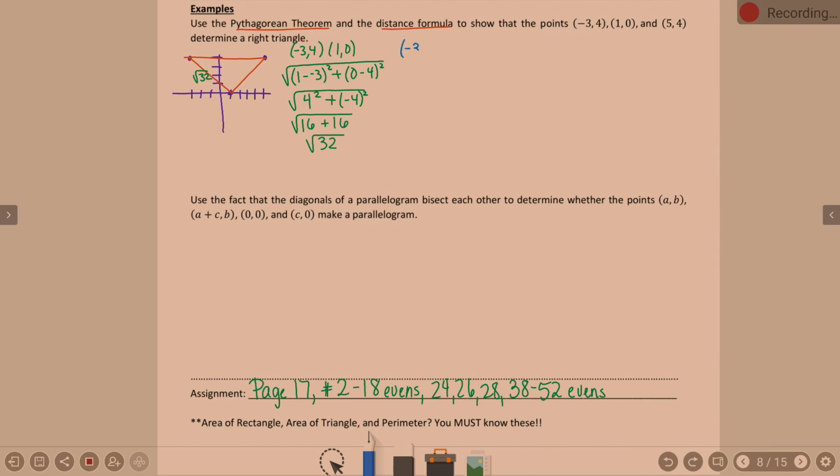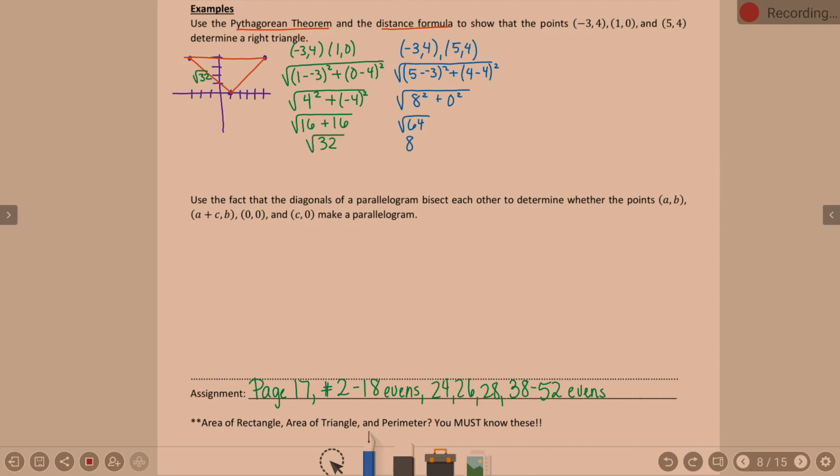-3, 4? 5, 4? Yep. Okay. Square root of x minus x, 5 minus -3 squared, plus y minus y, 4 minus 4 squared. 5 minus -3, 8 squared. 4 minus 4, 0 squared. Square root of 64, which is 8.